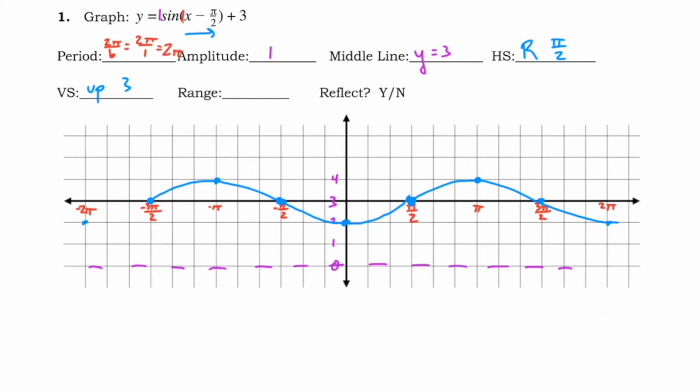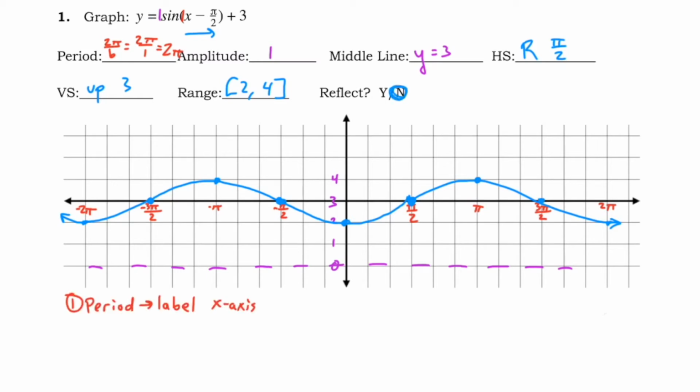So 3 grid lines to the left would be the next point, it's at its minimum there. So there's our sine wave. Now that I have this graphed, it's easy to see that the maximum of the sine graph is at 4 and the minimum is at 2. So the range I'm going to write as bracket 2, comma 4. And again, the a value is positive 1, so there wasn't a vertical reflection.